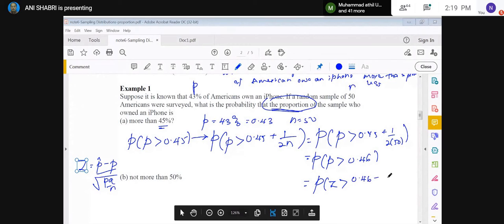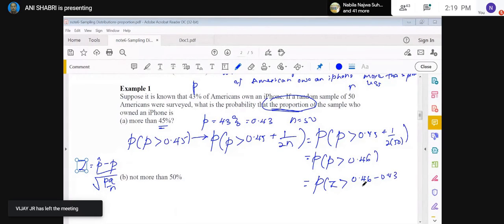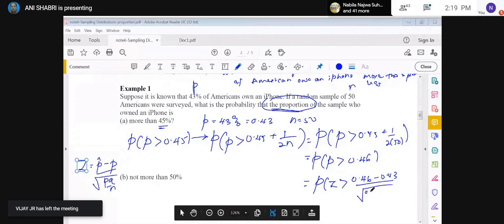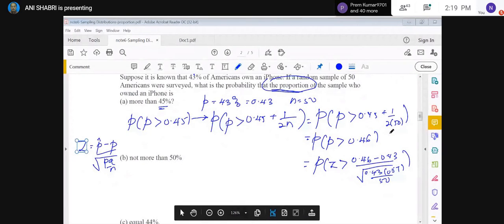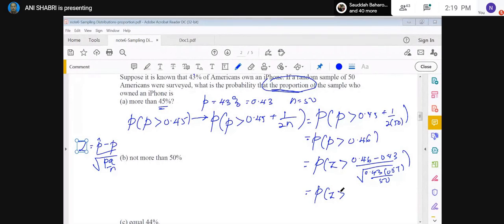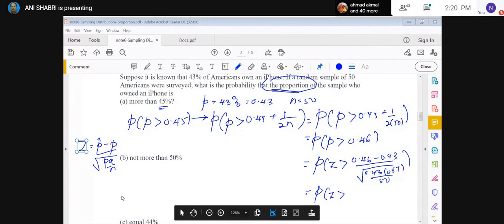0.46 minus p, which is 0.43, divided by the square root of 0.43 times q, which is 0.57, divided by n, which is 50. Okay, try to calculate for this one. What is the value of Z? P, Z greater than... Okay, what do you get? You have calculated. What is Z?